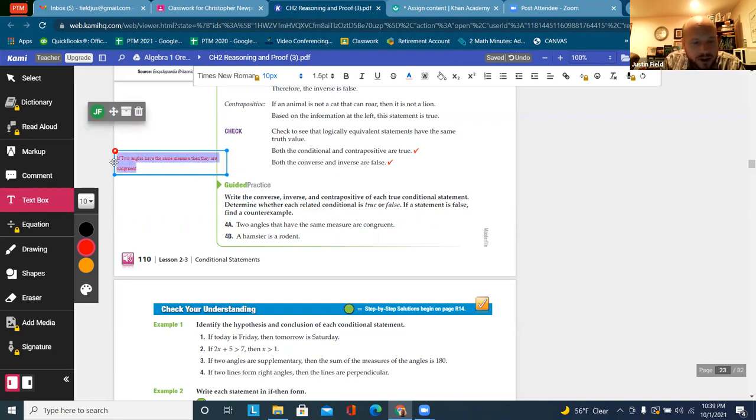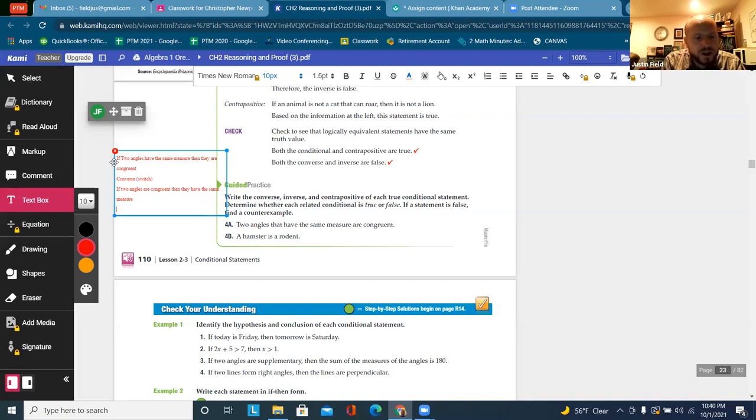Now let's write the converse. So now we just have to take and switch that. So I'm just going to cut, paste, and then cut the conclusion, paste it. Then straighten up the writing a little bit. If two angles are congruent, then they have the same measure. So I just switch. So we do that for the converse.